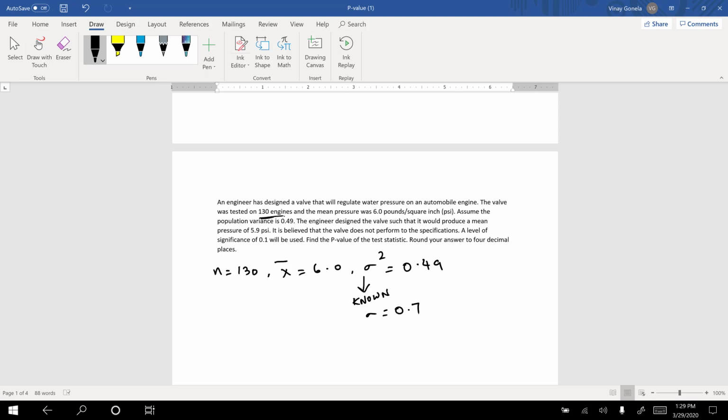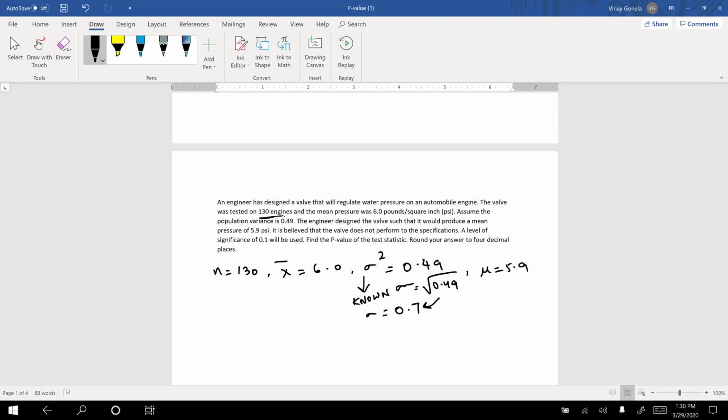which is, how do you calculate standard deviation from variance? You do square root. So sigma would be square root of 0.49, which is going to give you 0.7. And then we have the mu, the population mean. The engineer designed the valve such that it produces a mean pressure of 5.9. So mu is 5.9.